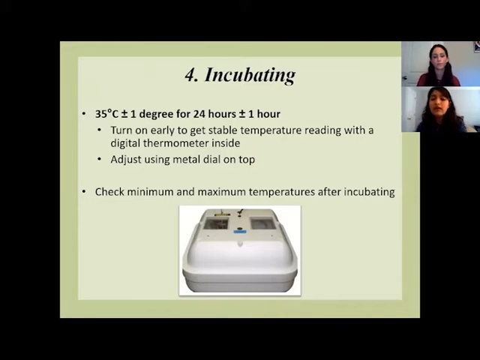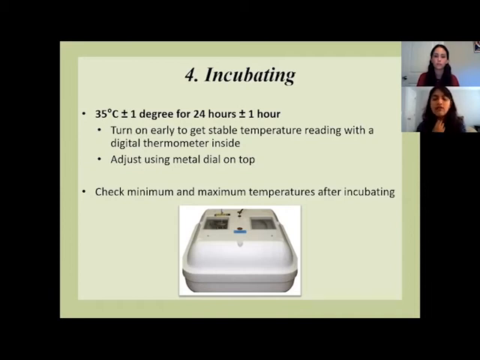Step number four is incubating your sample plates. With our volunteers and for us in the office, we just use a chicken egg incubator. These are very lightweight. They're made out of styrofoam, but they have a digital thermometer that stays inside. Usually we turn this on early so that our incubator gets to a stable temperature reading with a thermometer inside.